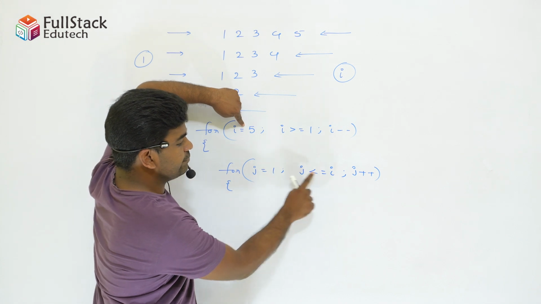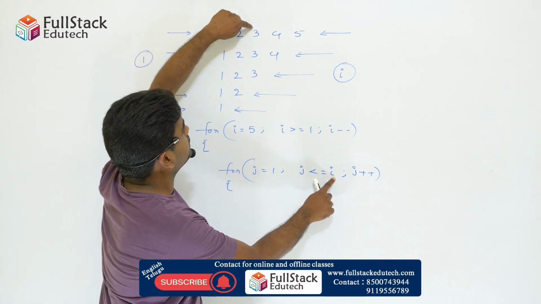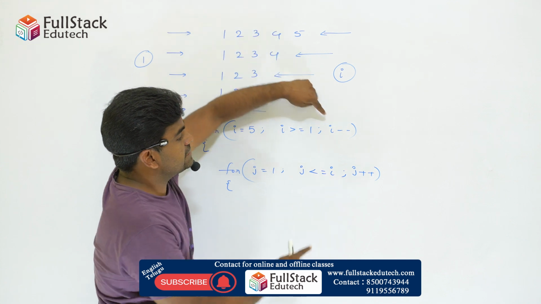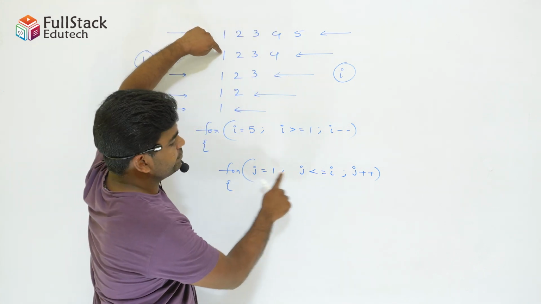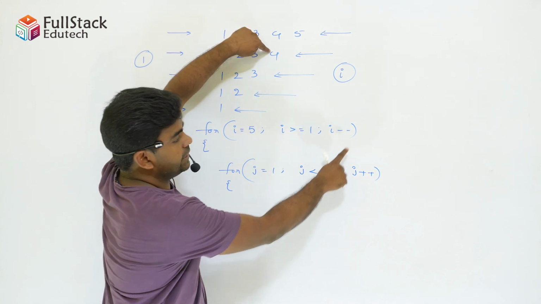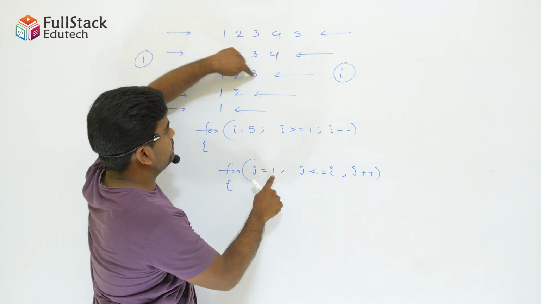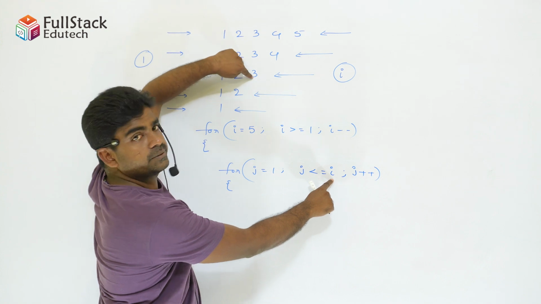Look at this. First, I value is 5, and the J value goes from 1 to 5: 1, 2, 3, 4, 5. Next, I value becomes 4, and the J value goes from 1 to 4. Next, I value becomes 3, and the J value goes from 1 to 3.